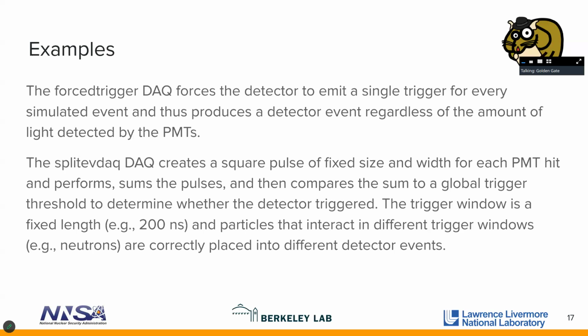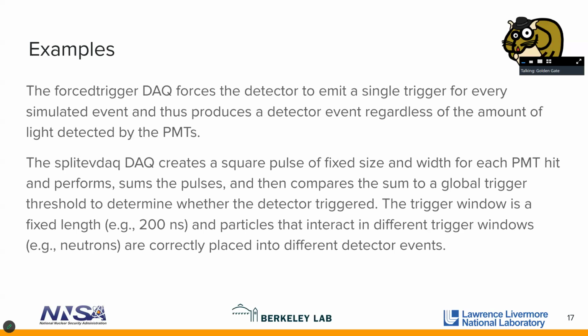This one's nice because it's a bit more realistic. Now your trigger depends on information from the PMTs. It also has a very specific and tunable trigger window. So for example, if you're simulating neutrons or inverse beta decay events or something like that, what you'll see is that particles that interact at different times will cause multiple detector events.